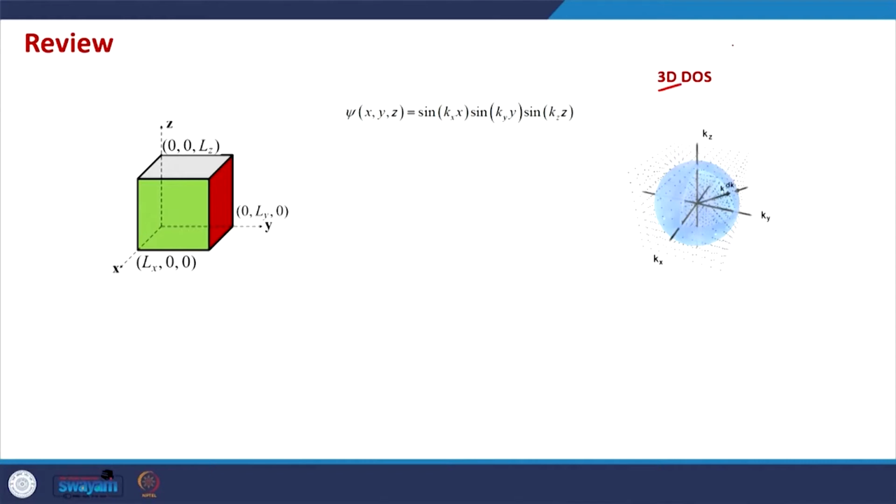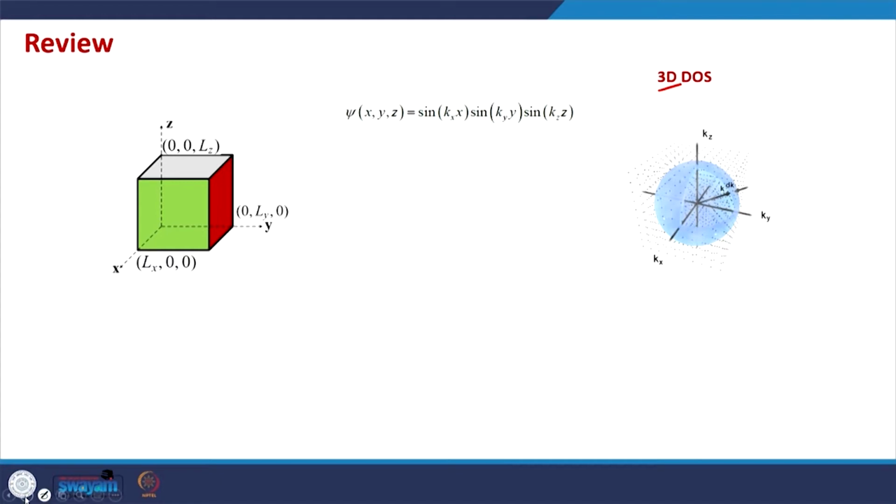3D solids mean that the dimension of the solid is significant in all three directions. By significant I mean the electron is confined in all three directions in the solid in an extent which is larger than the dimension of the electron.